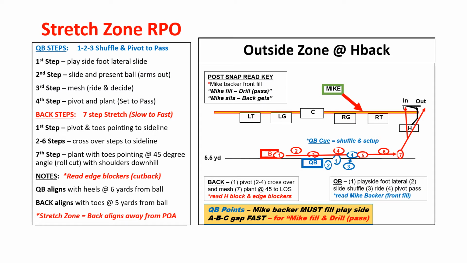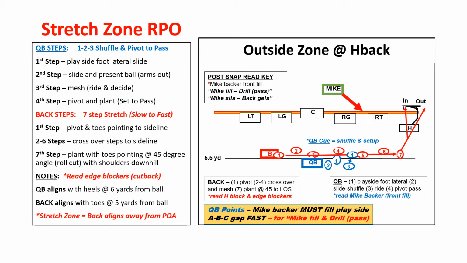Stretch zone then steps, real simple. The back is going to go ahead and take his first 3 steps the same, with the third step right at the midline of the quarterback, but now his toes are going to be pointed right to the sideline. The quarterback will take 1 shuffle step, so we have a read phase from step 3 to 4 here. The quarterback then is going to either give or pivot to its pass position. The back has the ball.